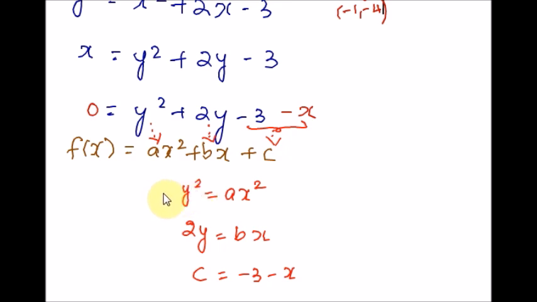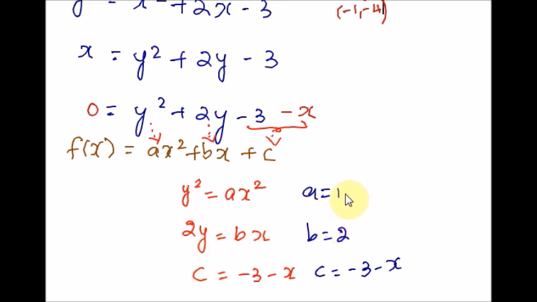Coefficient of y square is 1. Therefore, a is equal to 1, and in the place of b we have 2. And c is just a constant, negative 3, negative x. Now we have found out the coefficients of x square, x and the constant. So according to our problem, you should find the coefficient of y square, y and the constant c.